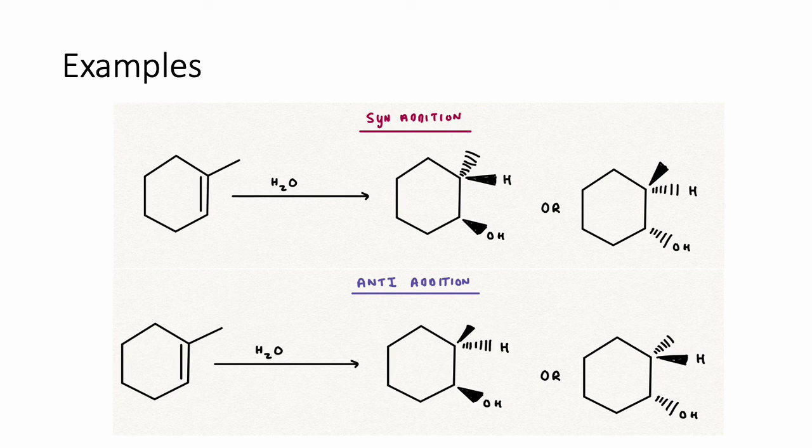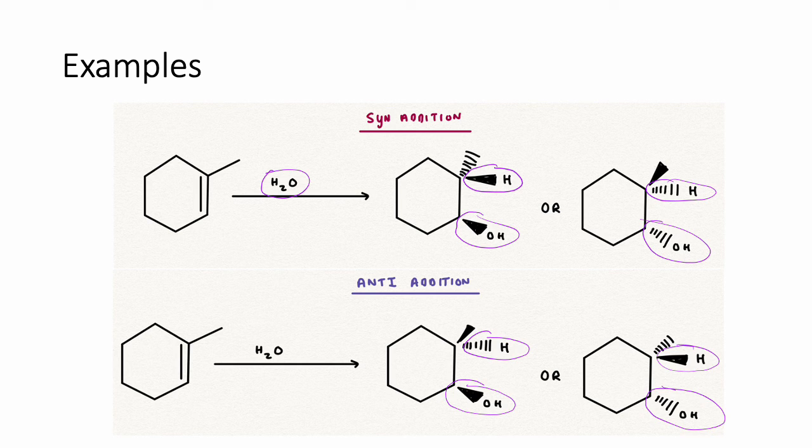So let's look at an example of syn and anti-addition. I'm trying to add water across the double bond, and in syn addition, notice how I can have both the hydrogen and the hydroxyl group on a wedge, or I can have both of them on a dash. That indicates that they are on the same side of the plane. In an anti-addition, notice how they are on opposite sides of the plane.